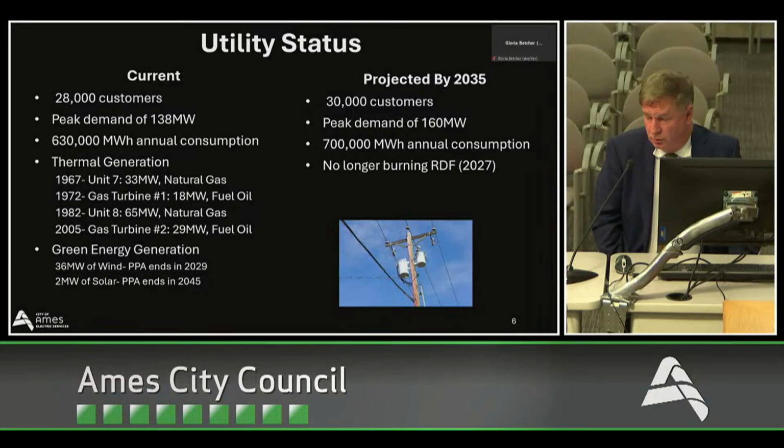Peak demand will grow to about 160 megawatts, and this is based on what we call beneficial electrification and the conversion off of fossil fuel resources for heating and cooling, converting to electricity. We believe our energy sales will be approaching 700,000, and we're anticipating that we're no longer burning refuse-derived fuel in 2027. This is a likely scenario.